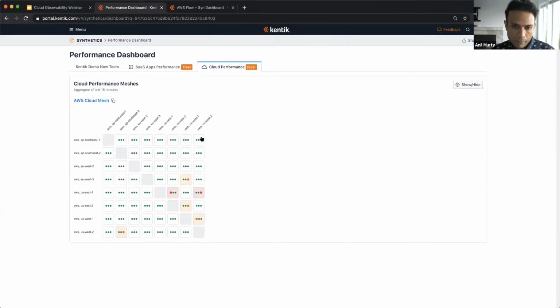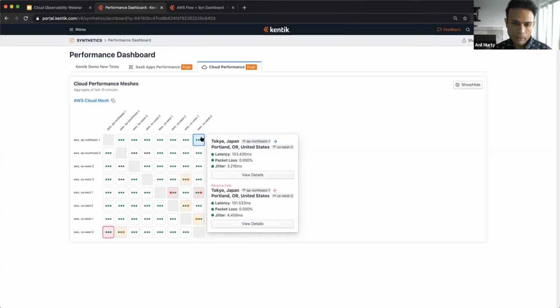So the idea with these meshes is to give you a quick overview of how things are looking. The 3 dots here represent the 3 metrics that you care about. There is latency, packet loss, and jitter. So just by looking at this at a high level, you can quickly spot specific network paths between different regions which might be potentially having issues right now.